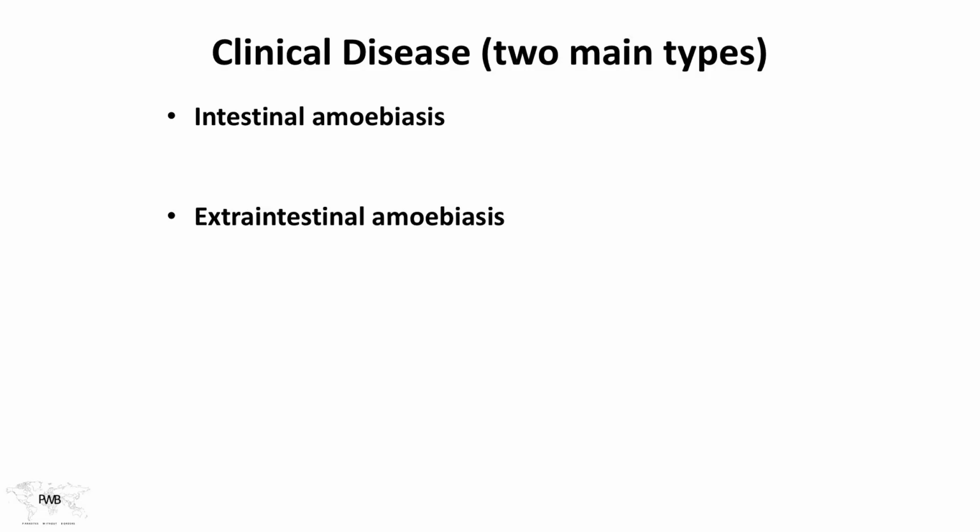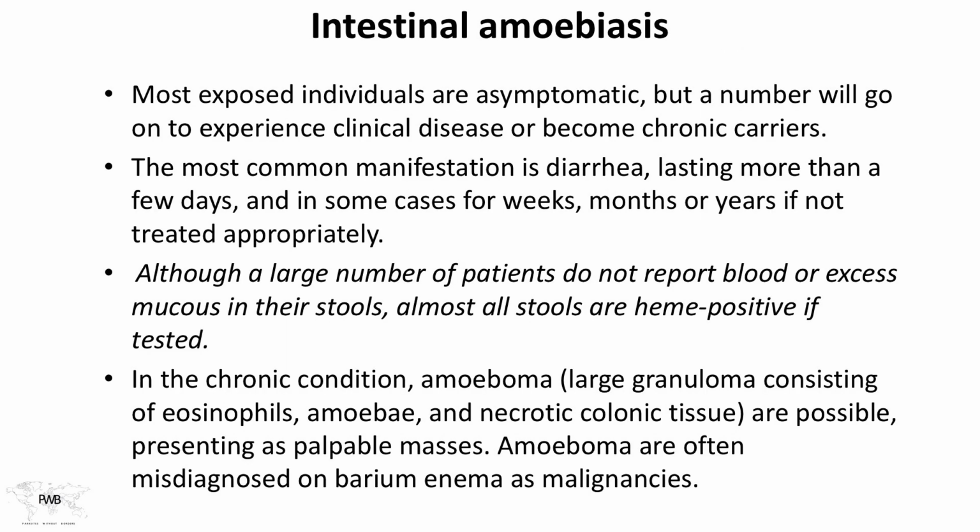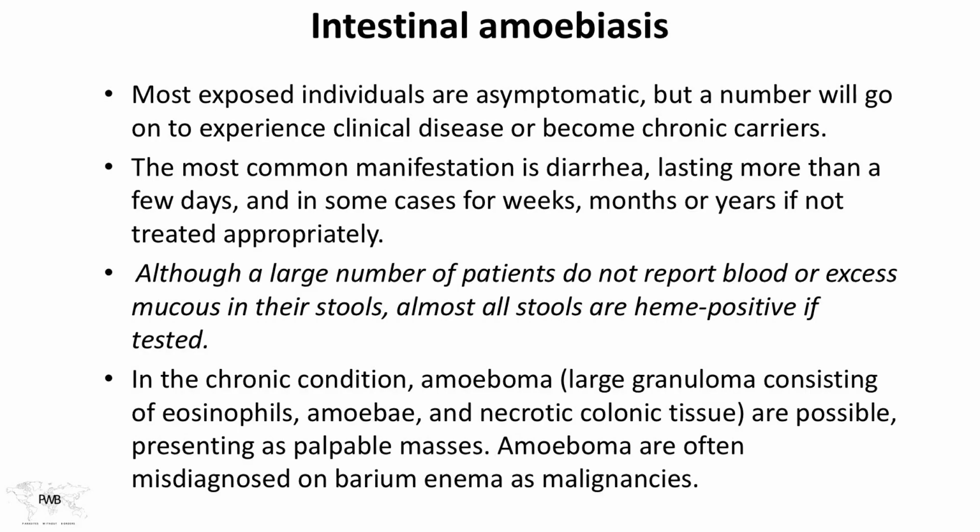Now, we're going to be talking about the two main types of clinical disease, intestinal amoebiasis and extraintestinal amoebiasis. Now, intestinal amoebiasis: most exposed individuals are asymptomatic, but a certain number will go on to experience clinical disease or become chronic carriers. The most common clinical manifestation is diarrhea, lasting more than a few days, and in some cases for weeks, months, or even years if not treated appropriately.